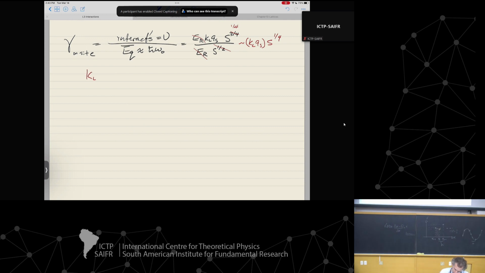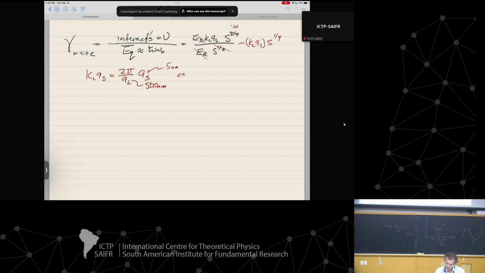k_L a_s. So k_L is 2 pi over the lattice constant. What's a typical lattice constant in nanometers? Yeah, 500, let's say. Sure, a few hundred, okay? And what's a typical scattering length? Yeah, so you might think it's something atomic, like a Bohr radius. It's actually about 100 Bohr radii because it's more like the van der Waals length. It comes from a length scale determined by the 1 over r to the 6th interaction of two atoms far away from each other. So this a_s here, let's call it something like 5 nanometers or so.